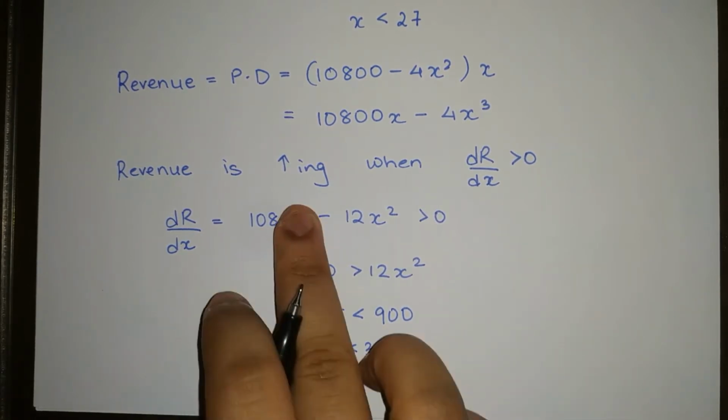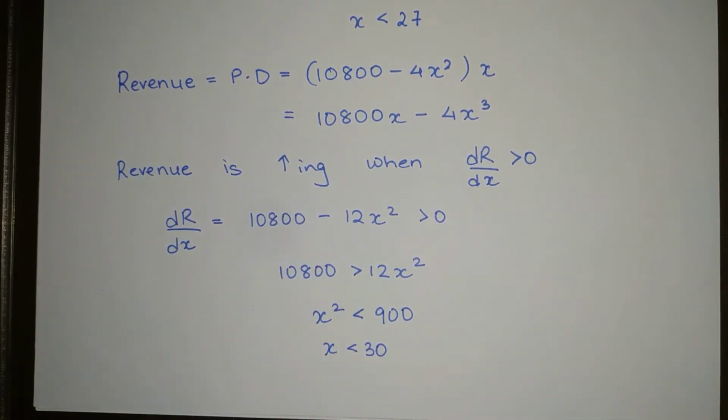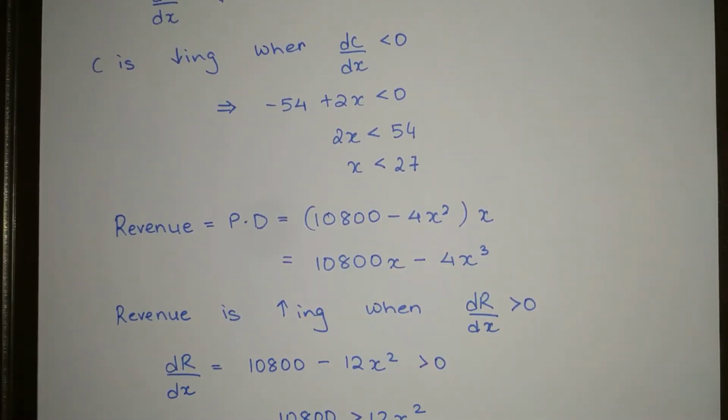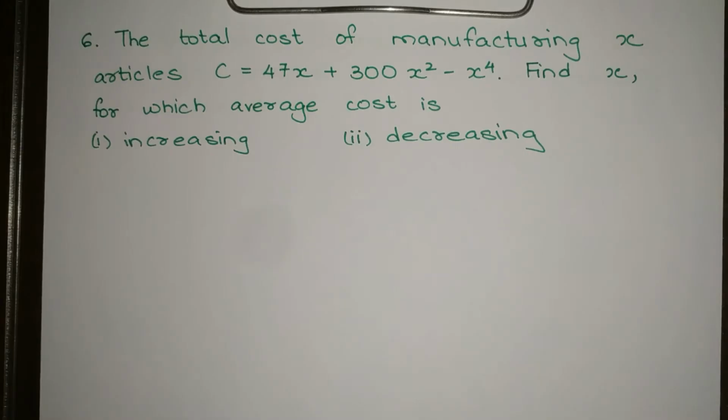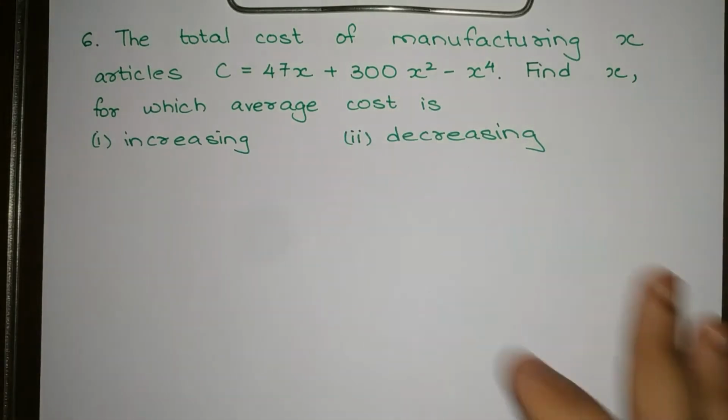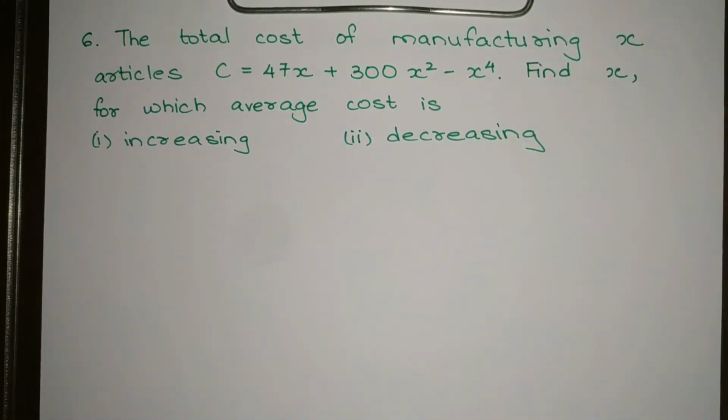So the revenue is increasing when x is lesser than 30 and the cost is decreasing when x is lesser than 27. Okay, so that is the answer to the fifth question. In the sixth question, we have that the total cost of manufacturing x articles is equal to 47x plus 300x square minus x raised to 4. Find x for which average cost is increasing and second it is decreasing.